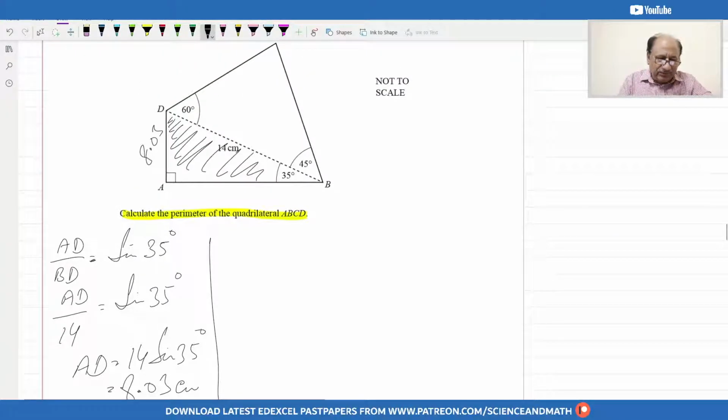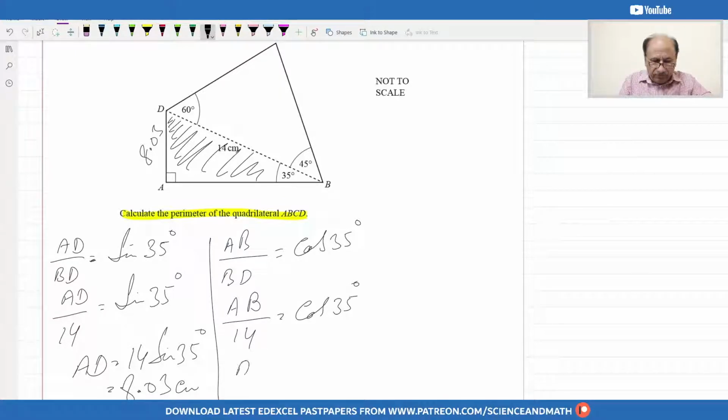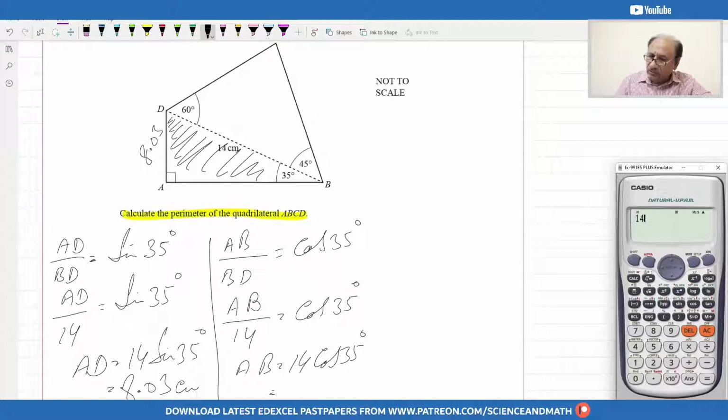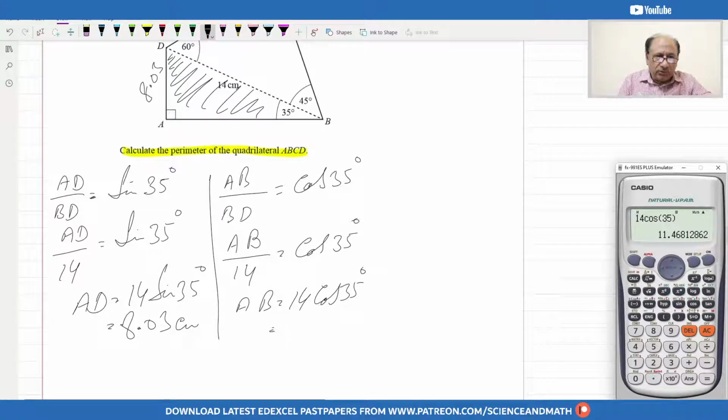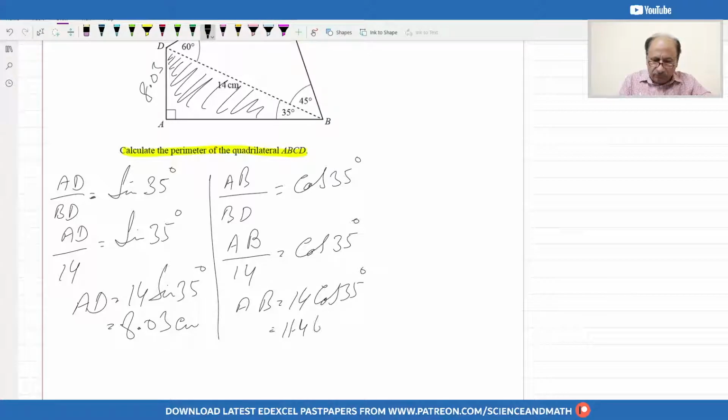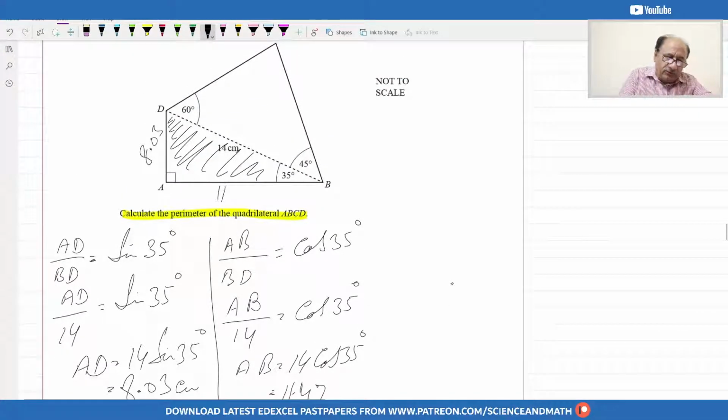Now we can consider the same triangle and find AB. So AB over BD will be, again in the same triangle, adjacent over hypotenuse, which is cos of 35 degrees. So AB over 14 is equal to cos of 35 degrees, and AB will be equal to 14 cos of 35 degrees, which is 11.46, and the next digit is 8, so we will write 11.47. So we got this 11.47.